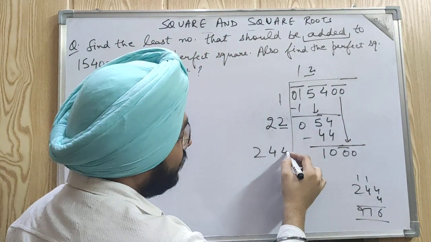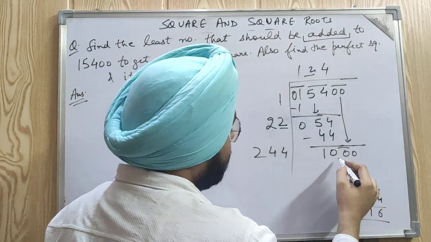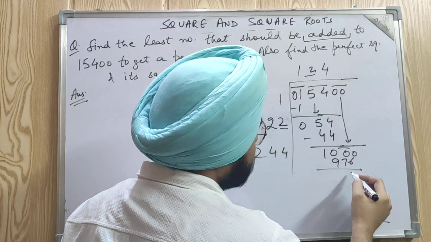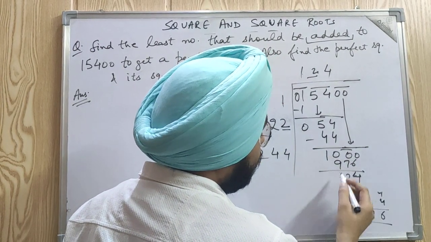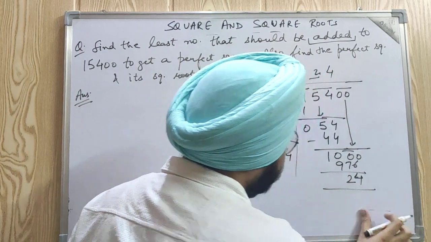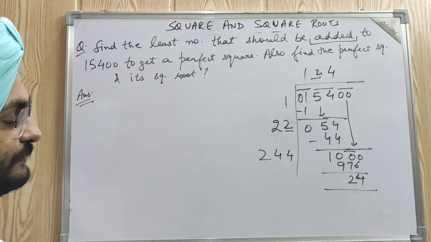So I'll be saying 244 into 4. So I'll be saying 976. So 10 minus 6 will be what? 4 here. 9 minus 7 will be 2. And 9 minus 9, 0. So I'll be left with the remainder as 24.